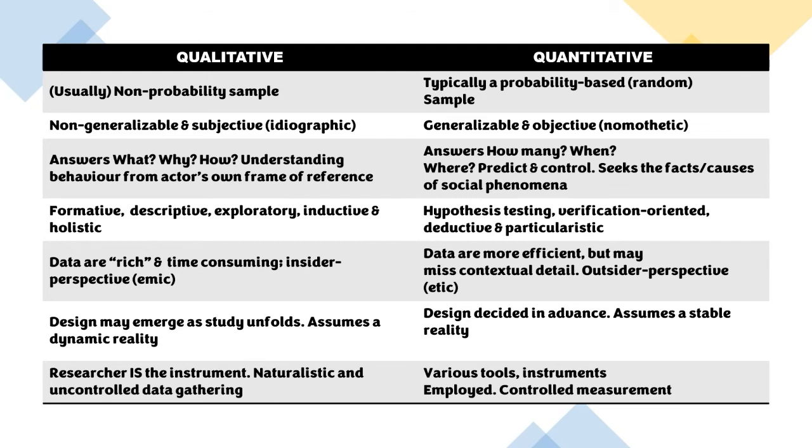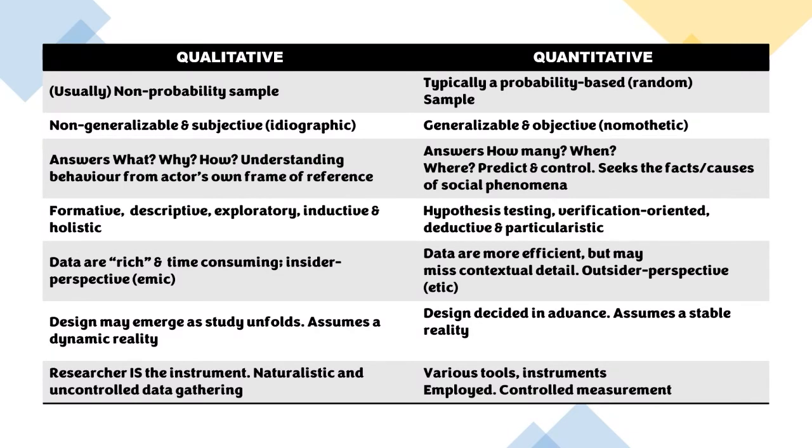In qualitative, our designs emerge as the story unfolds, and it assumes a dynamic reality. In quantitative, the design, because of that systemization, is decided in advance. A priori, we decide these would be my steps. It assumes a stable reality. In other words, it assumes that if I decide to measure this, when I go out there and apply my instrument, I will find that my instrument is reliable and valid.